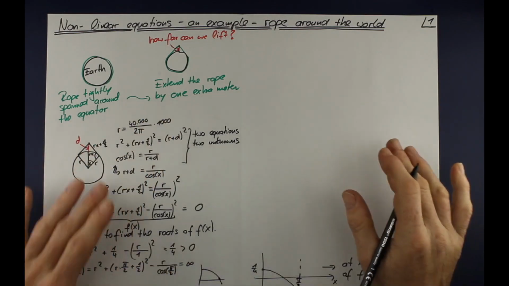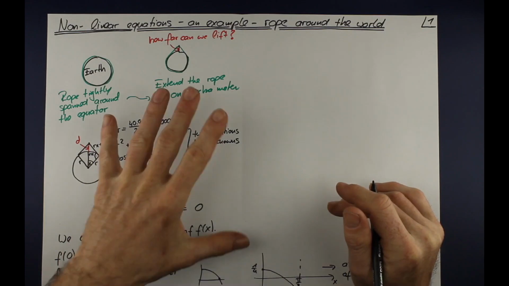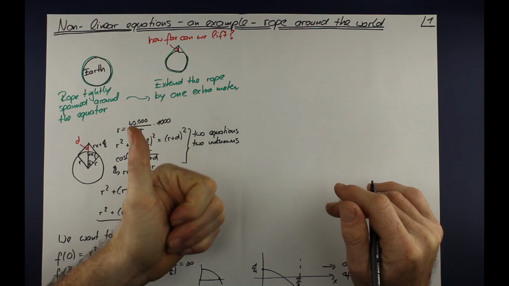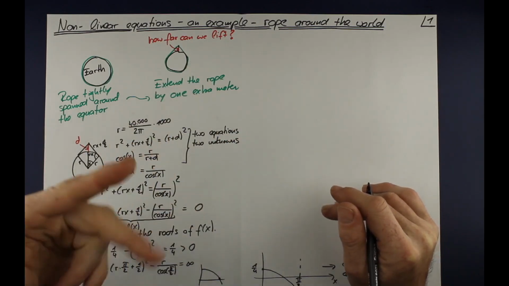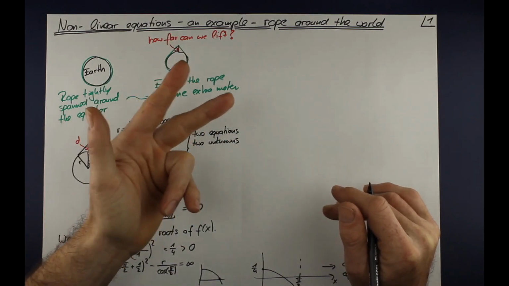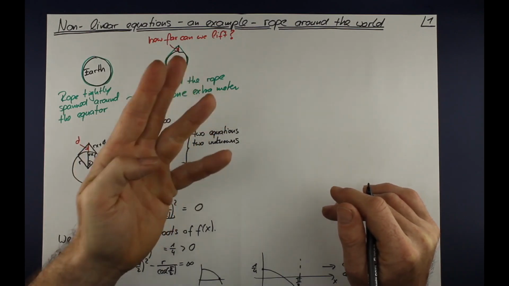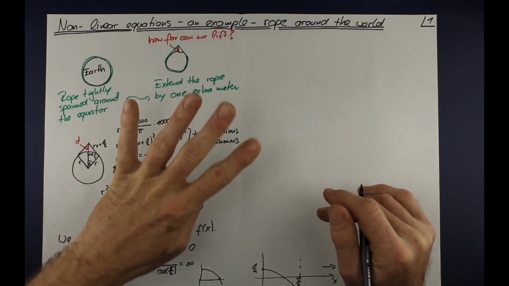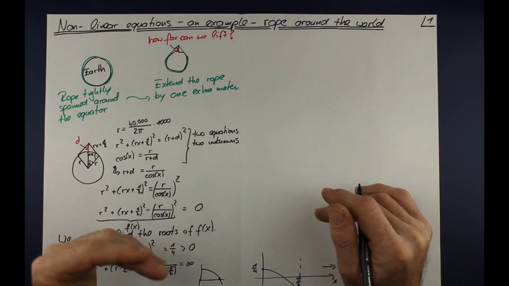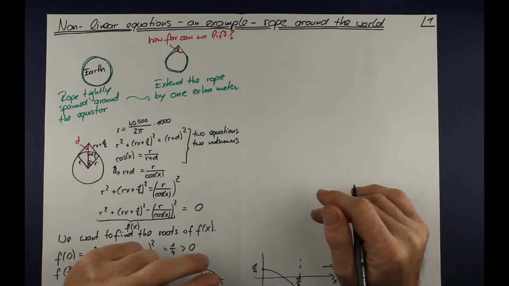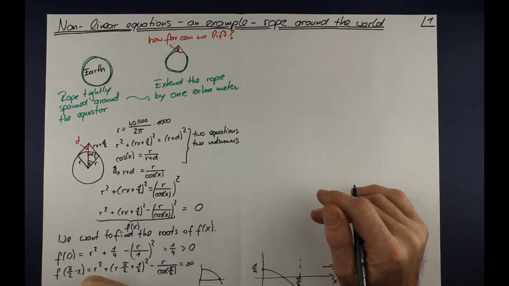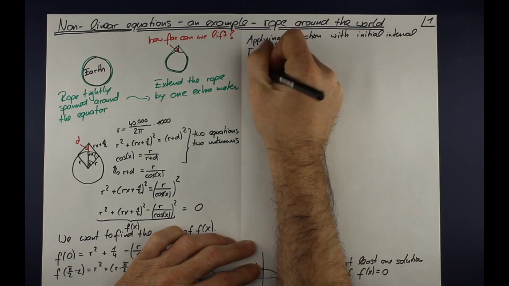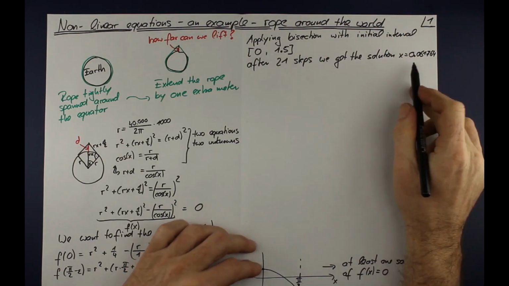Okay, how can we find this solution? This will be the topic of the videos following. We will talk about bisection, we will talk about Newton's method, we will talk about the secant method, and we will talk about regula falsi. So in this case, I tried to apply all 4 algorithms, and to my own surprise, only bisection was successful. And doing that, we get this solution.